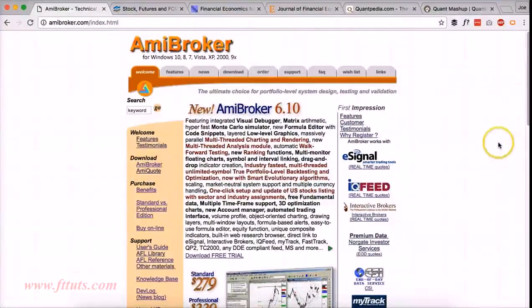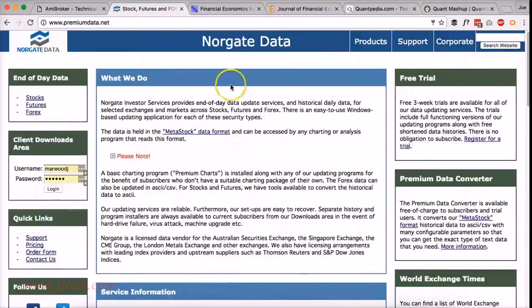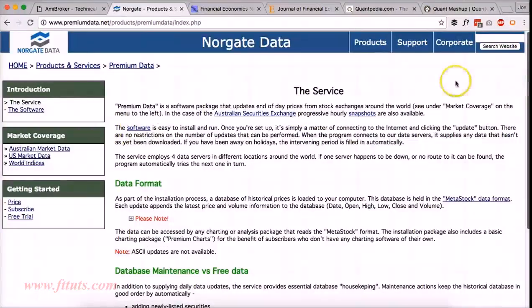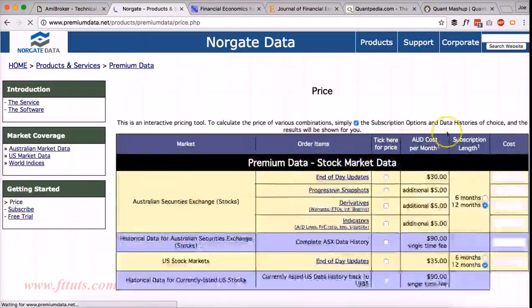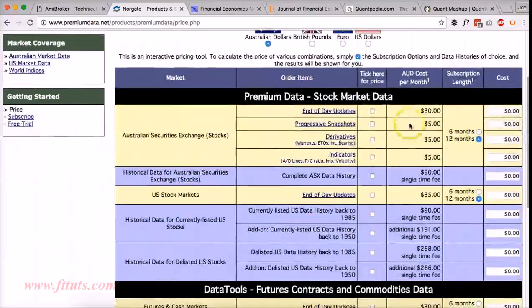For the data, I'm using end-of-day US stock data from Norgate Premium. This comes in at around $35 a month for end-of-day updates, depending on how many add-ons you want to include. But it's really a small price to pay for a reliable, well-maintained data source.